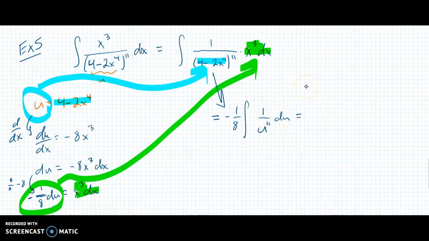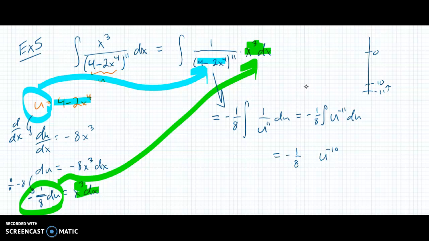So that, I'm going to write it as negative 1 over 8 integral u to the negative 11th du, which is going to give me, all right, I'm going to write my negative 1 over 8. I'm going to do a power rule. I got my number line. Here's 0. Here's negative 11. I got to go up 1. That takes me to negative 10. u to the negative 10 like that.